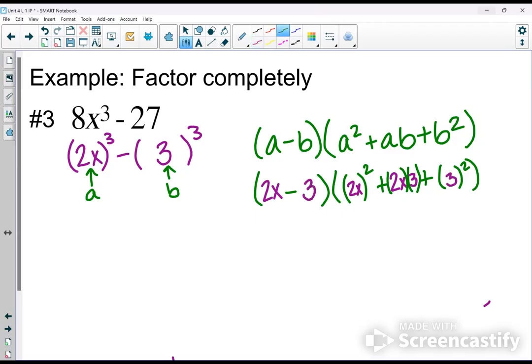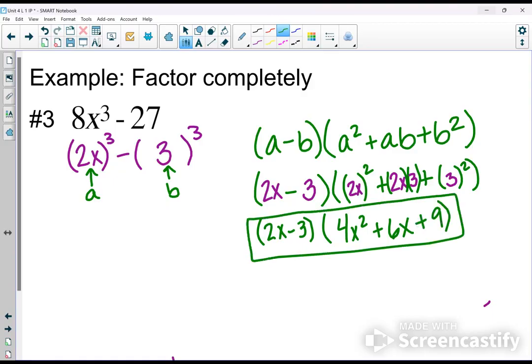To finish factoring this, we would simplify that second set of parentheses by squaring and multiplying everything. Now, be careful here. Remember that the 2 is also squared, so this isn't going to be 2x squared. It's going to be 4x squared. This is the biggest mistake, other than not memorizing the formulas, that we see in this section. 2x times 3 is 6x, and 3 squared is 9. Here's our factored form of that difference of cubes.